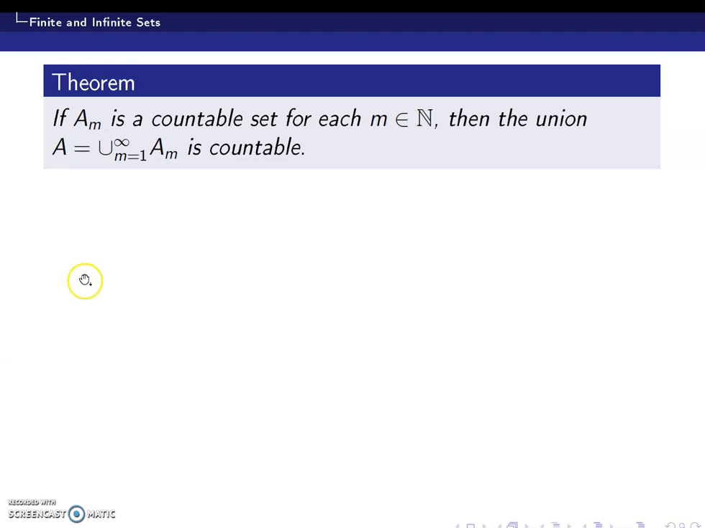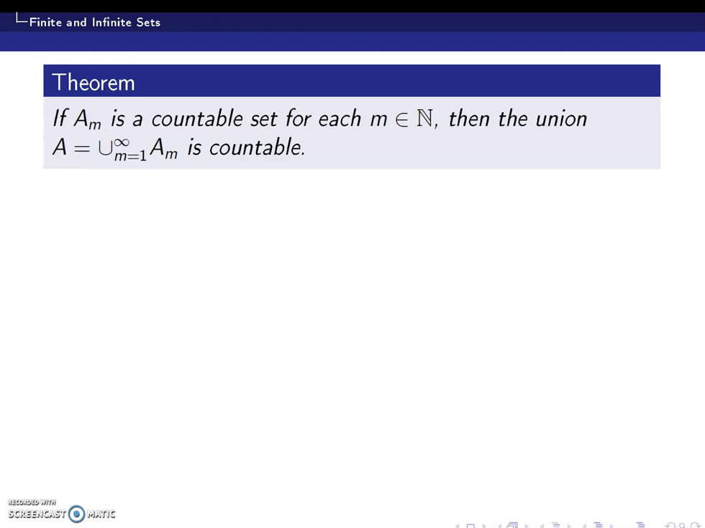The theorem states that if A_m is a countable set for each m belonging to the set of all natural numbers, then the union A, defined as the union of A_m for m equal to 1 to infinity, is also countable.